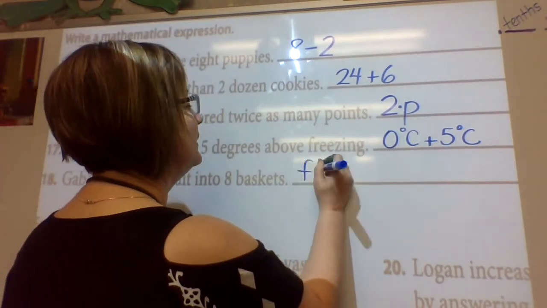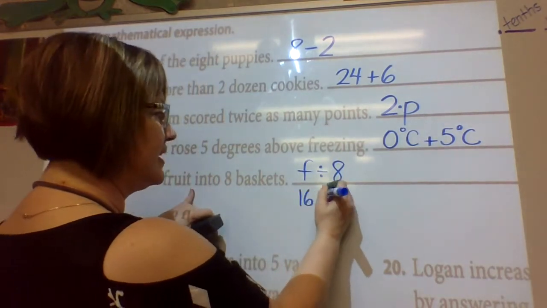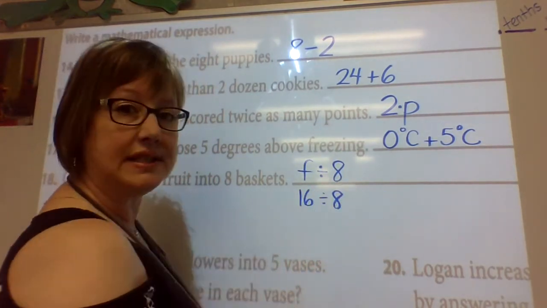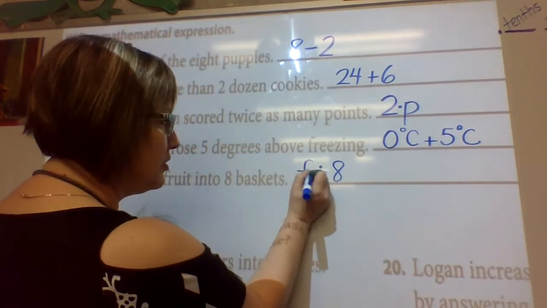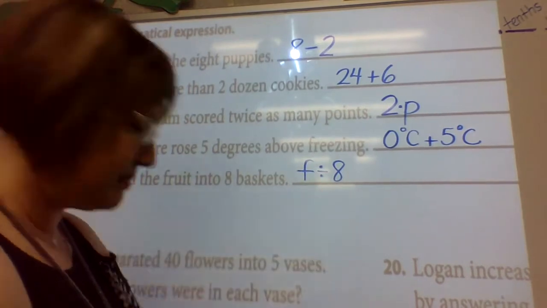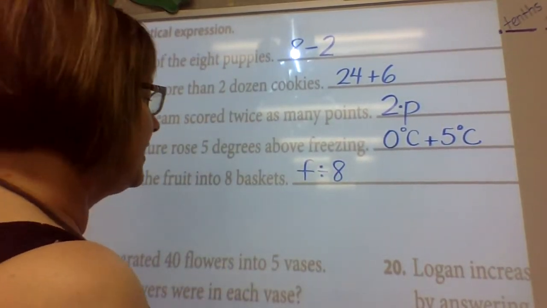It's going to be F divided by 8. Because if F was 16, then we would say 16 divided by 8 baskets. Do you see? So I had that backwards. So for an unknown letter, you can use whatever letter you want, divided by 8. Okay, I keep dropping my eraser. All right, now next section.